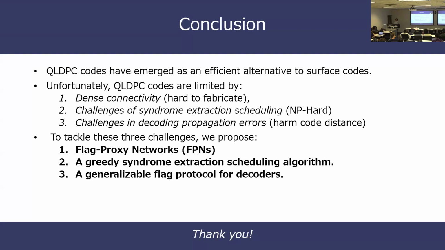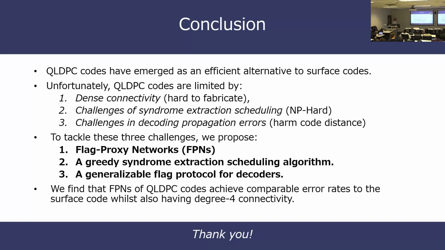We have a very greedy algorithm for computing these syndrome extraction circuits. And we have a generalizable flag protocol for decoders so we can handle these propagation errors. One of the key outcomes of this work is that these FPNs have comparable error rates to the surface code and color code, while also having degree 4 connectivity, which is exactly the same as the surface code. Any questions about this part of the talk before I move on?